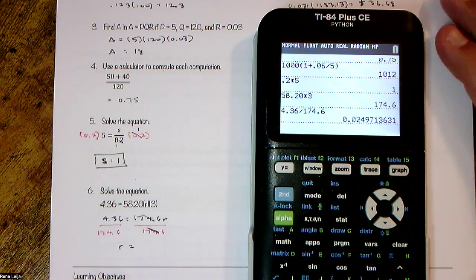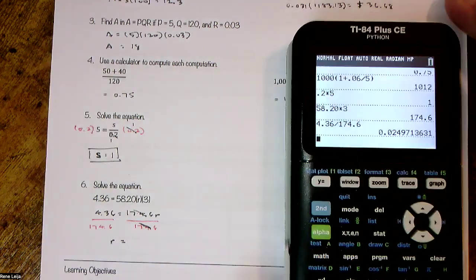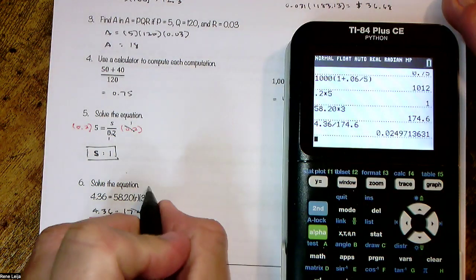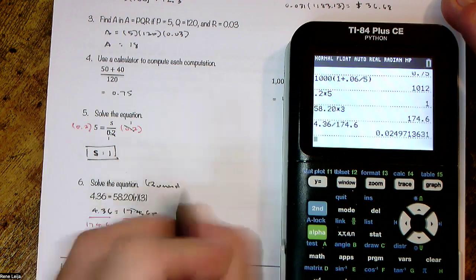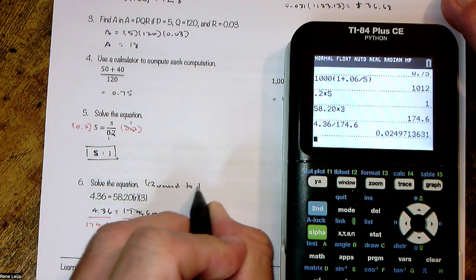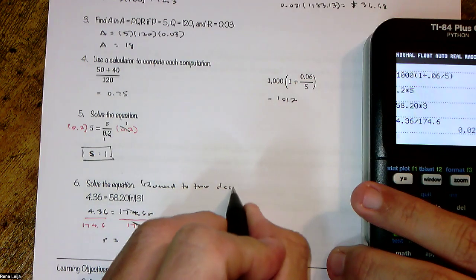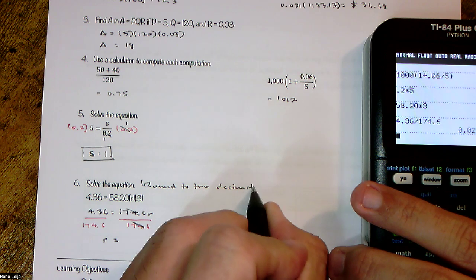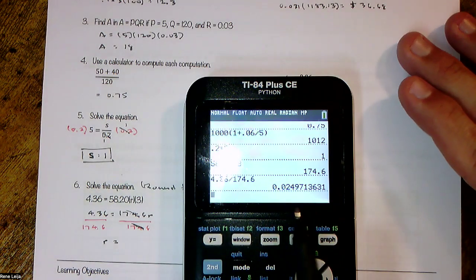Now, obviously we can't keep this answer. We're going to have to round. So I'm just going to tell you, go ahead and round this answer to 2 decimal places. Okay, so let me put this up here. So we're going to round to 2 decimals. Okay, so rounding this to 2 decimals, so 0.02.